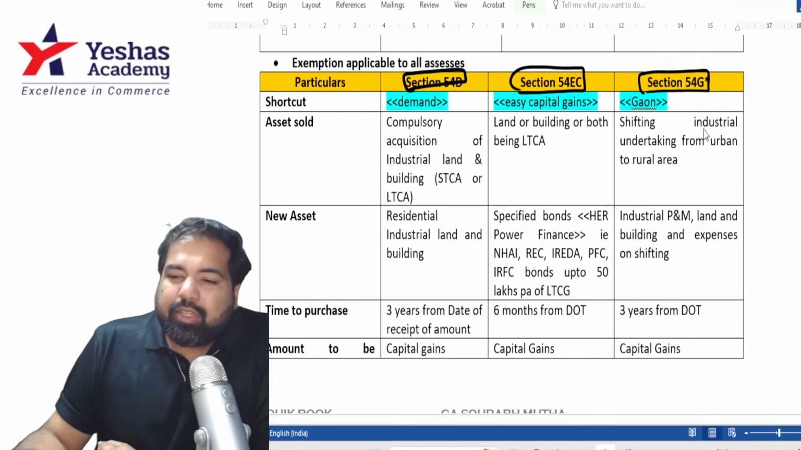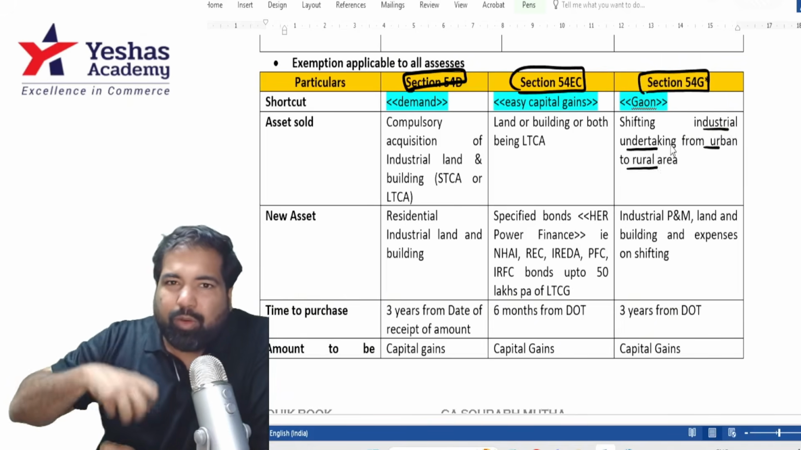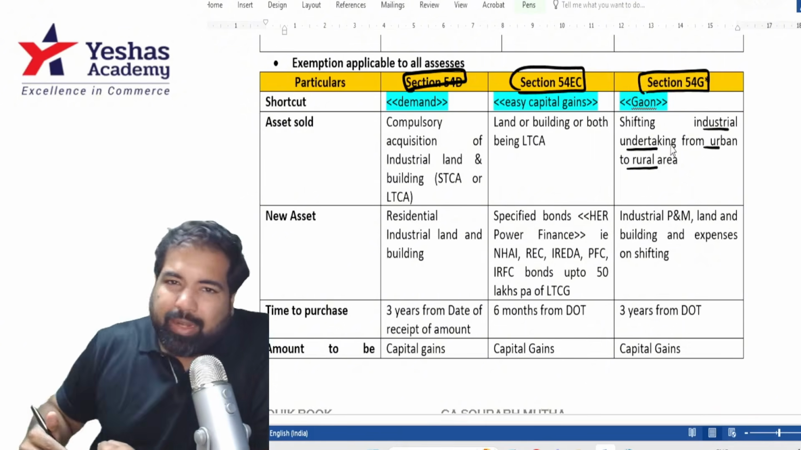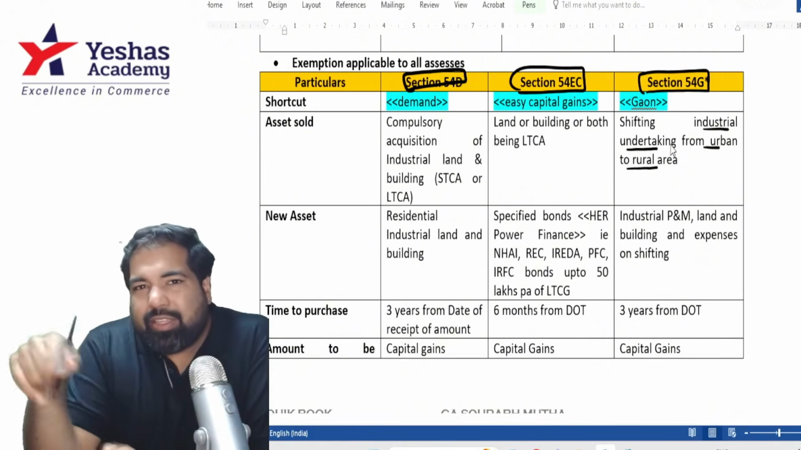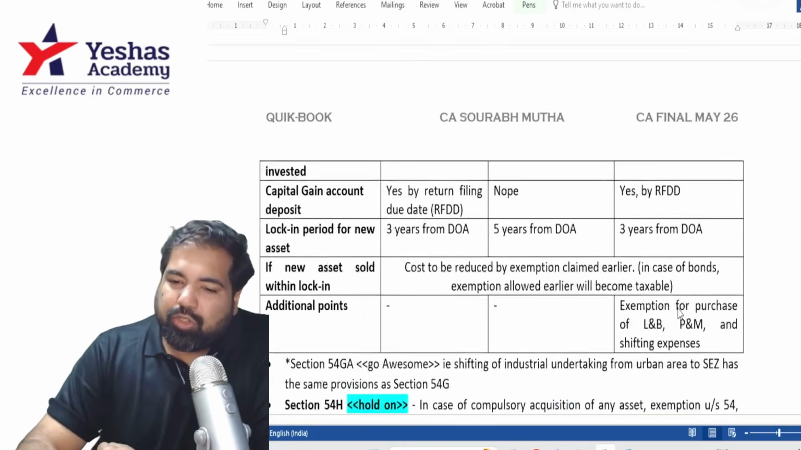Here you're shifting an industrial undertaking from an urban area like Bangalore, Mumbai to a rural area. In that case, the transfer expenses plus the new investment that you made will be reduced. So whatever your gain is, you can invest it ahead within a particular period of time, that is 3 years, and take an exemption, that is 54G.